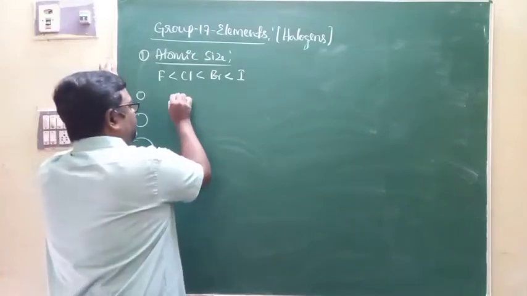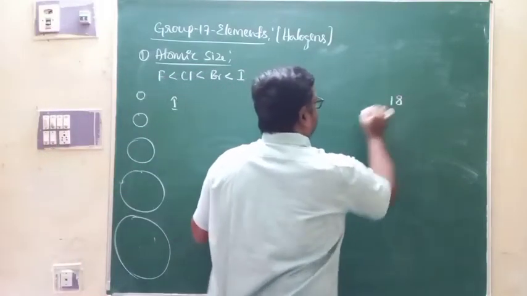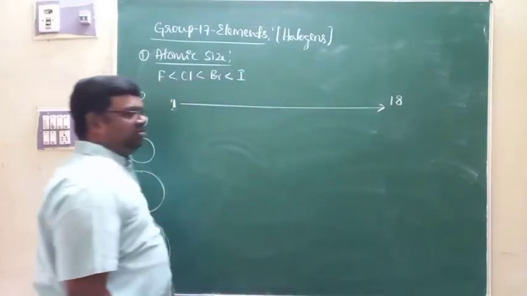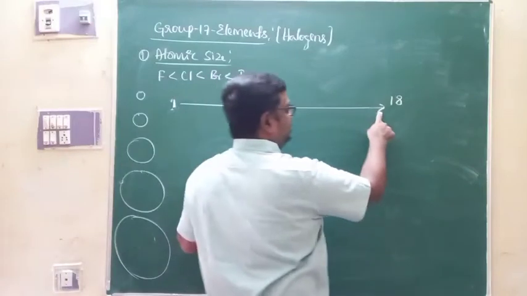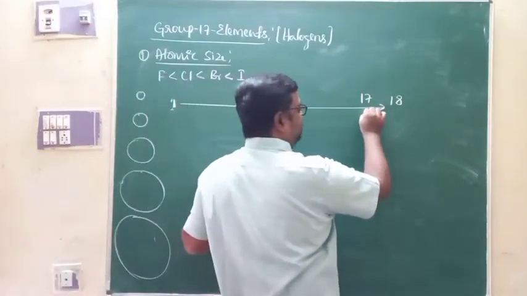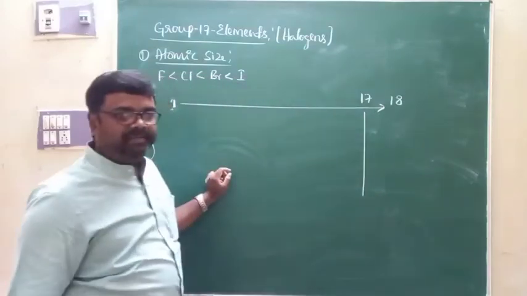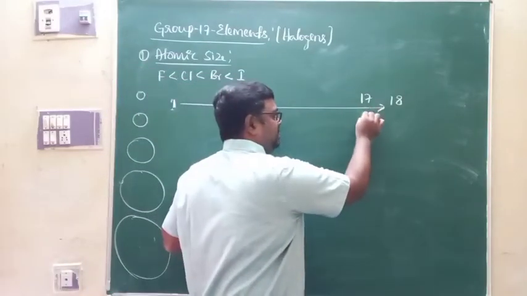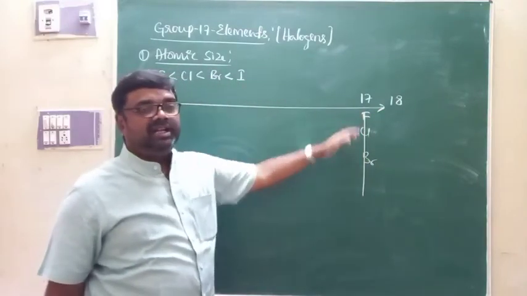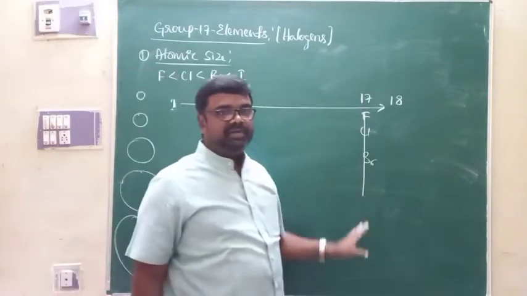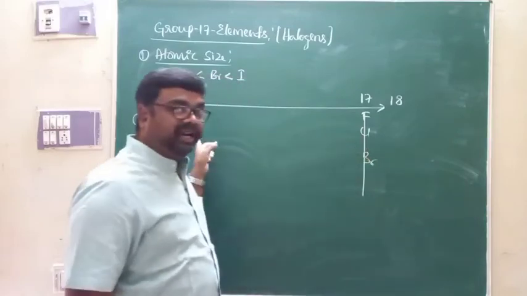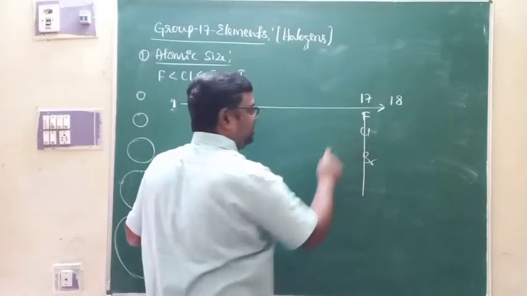If I move from group number 1 to group number 18, from left to right, atomic size decreases, and here it is group 17. The elements of group 17, like fluorine, chlorine, bromine, iodine, are the smallest atoms in a given period. From left to right, atomic size decreases.